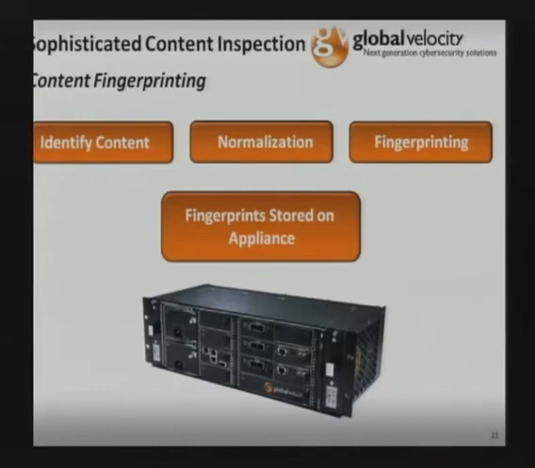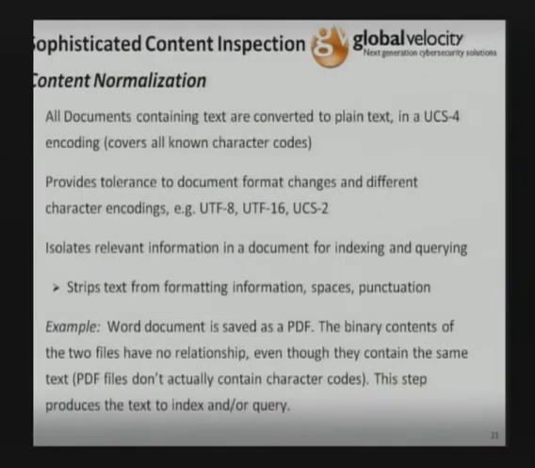So I've kind of talked to this already, but we're going to spend just a couple of minutes making sure I didn't miss anything in terms of how we do content fingerprinting. We identify the content, we normalize it, we fingerprint it, and then the fingerprints are stored on the high-speed network appliance so that it can watch for this content going by. We talked a little bit about this. So this is a little bit of a recap.